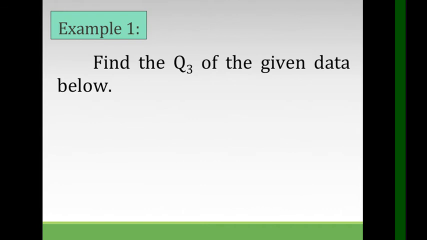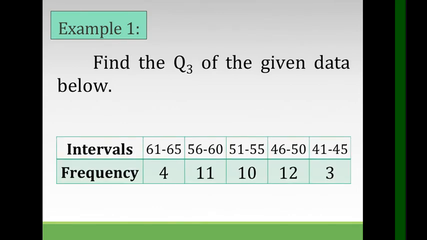Example. So let's have this one. Find the Q sub 3, or the quartile 3, the third quartile of the given data below. The intervals are 61 to 65, 56 to 60, 51 to 55, 46 to 50, and 41 to 45. The frequencies are the following: 4, 11, 10, 12, and 3.